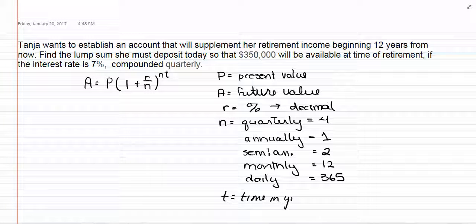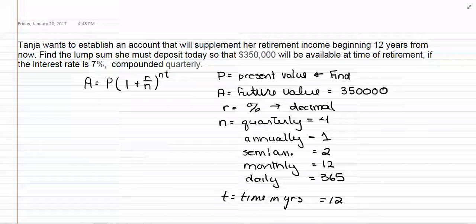Right, so in our problem, they're asking, beginning in 12 years from now, so our T is 12, find the lump sum she must deposit today. So this is what we're looking for, so that $350,000 will be available. That's the future value. At the time of retirement, interest rate 7%. So that needs to change to a decimal, 0.07. And it's compounded quarterly. So quarterly, we said, N was equal to 4.